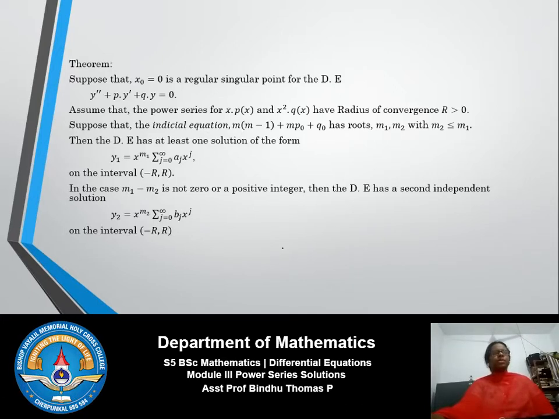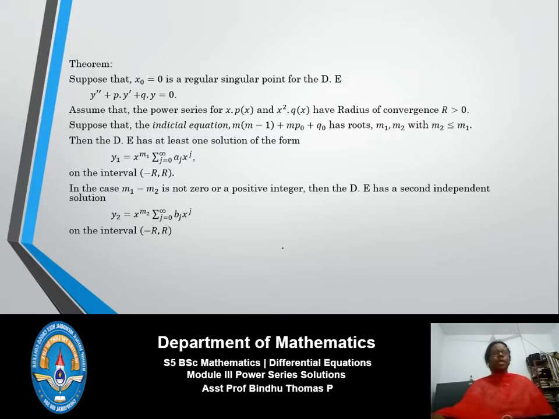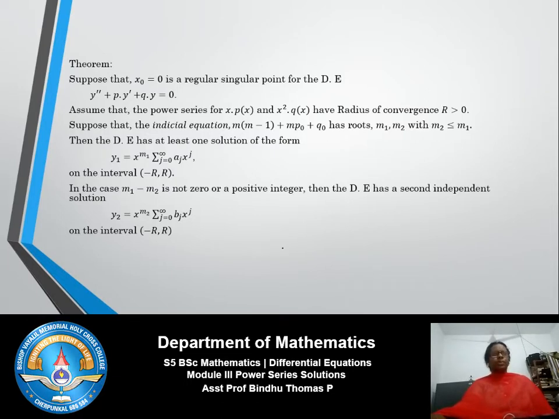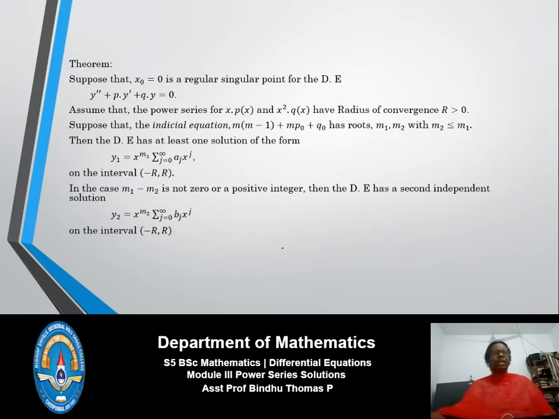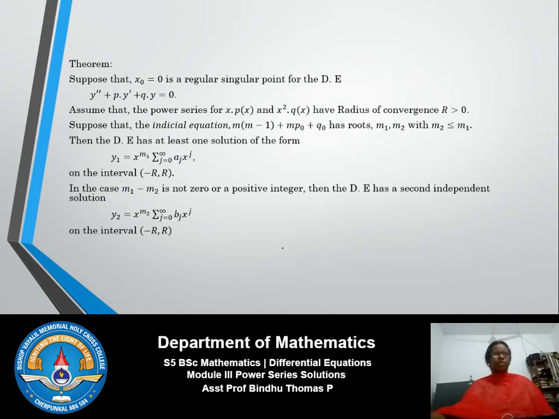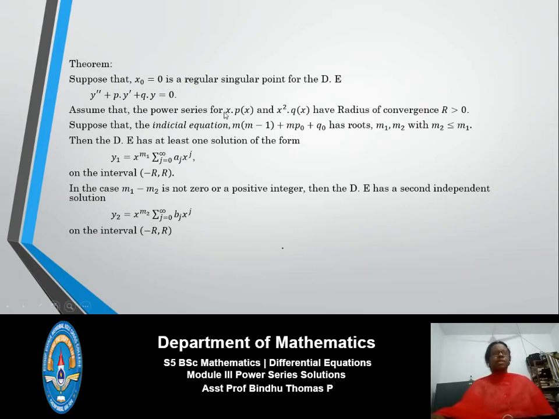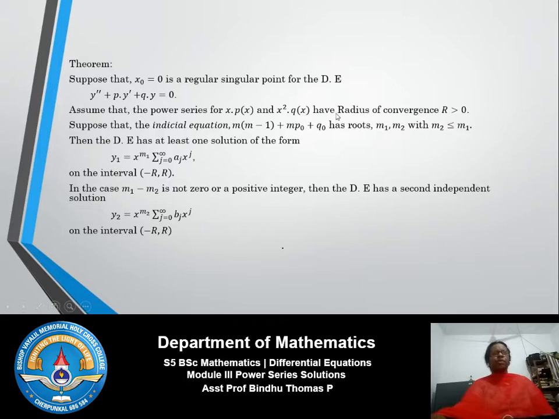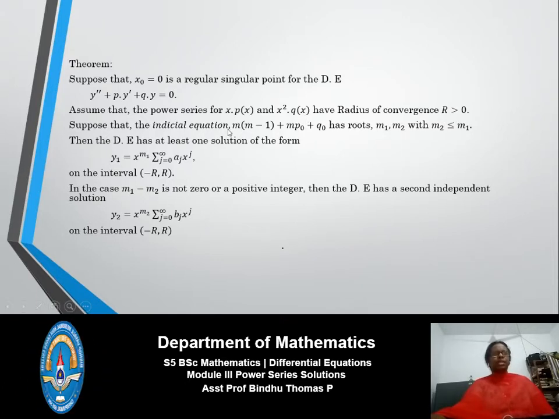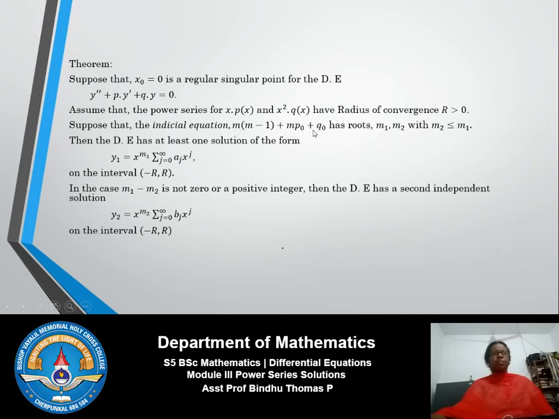Suppose that x equal to 0 is a regular singular point for the differential equation y'' + p y' + q y = 0. Here we are assuming the differential equation with the only regular singular point as 0, so that the power series for x p(x) and x² q(x) have radius of convergence greater than 0. Suppose that the indicial equation m(m minus 1) + m p0 + q0 has roots m1 and m2. The first case is with m2 less than or equal to m1.